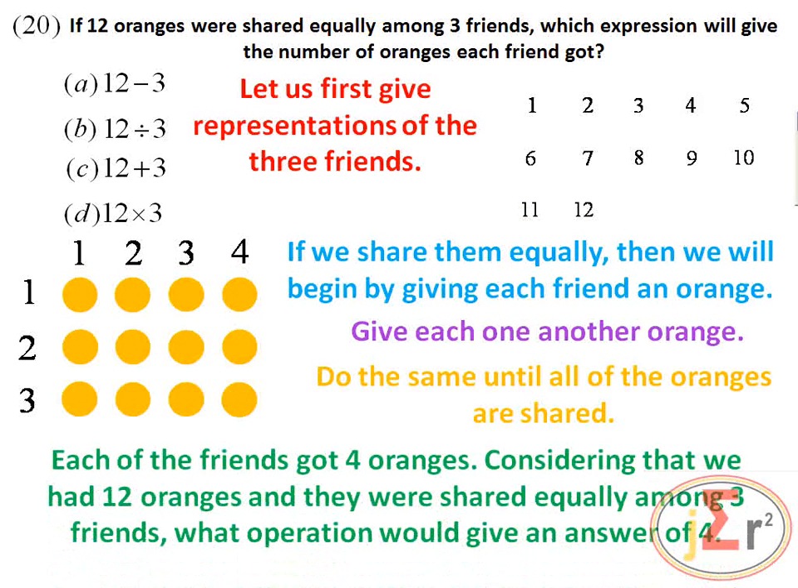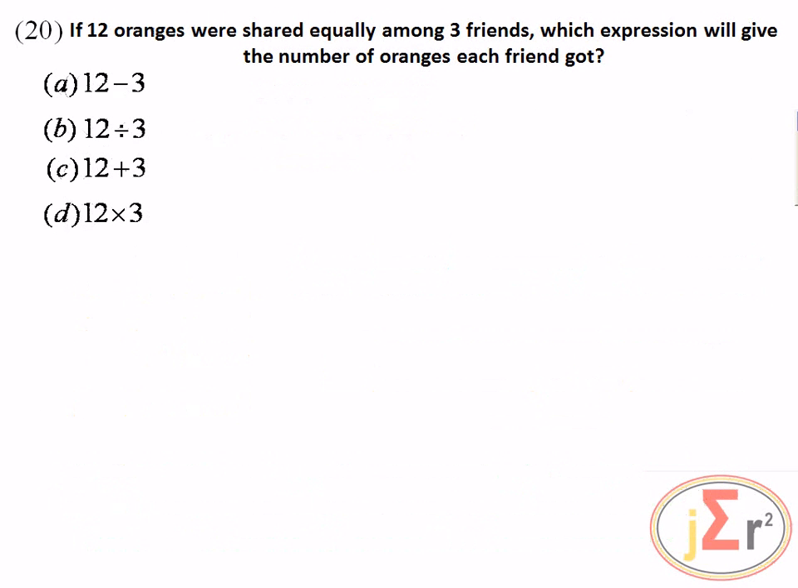Each of the friends got how many oranges do we see there? 4 oranges. Considering that we had 12 oranges and they were shared equally among 3 friends, and each friend got 4, which operation would give us an answer of 4? Option B. Which is? 12 divided by 3. Right, division will actually do that for us. So we are sure that division is the right one.